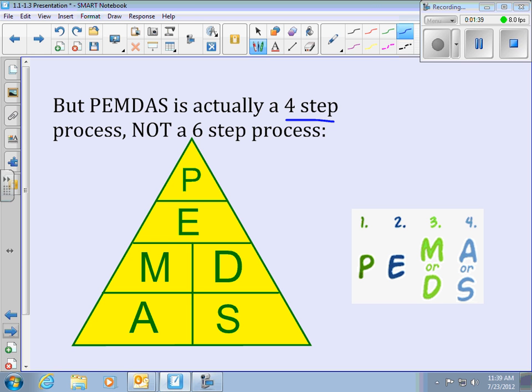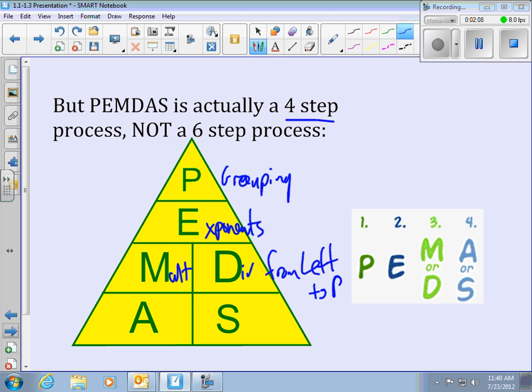The first one is parentheses or grouping symbols. I'll just put grouping symbols here. E is for exponents. And of course, M is for multiplication, D is for division, but it's multiplication and division from left to right. Also, A is for addition, S is for subtraction, and these are also from left to right.